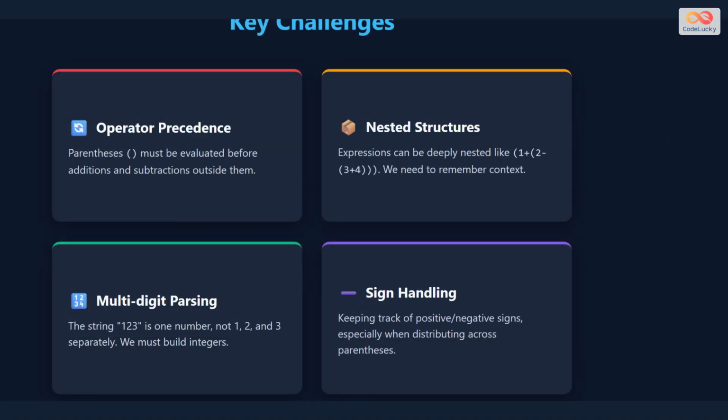Why is this tricky? First, parentheses force us to change the order of operations. We must evaluate the deepest parentheses first. Second, we can have nested structures. Third, we need to parse multi-digit numbers from the string correctly. And finally, we have to manage positive and negative signs carefully as they distribute.